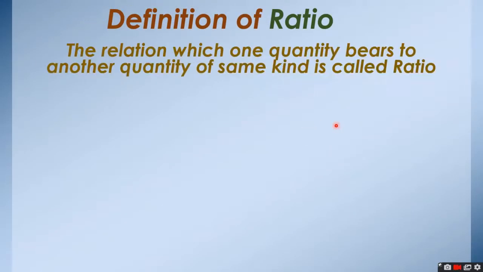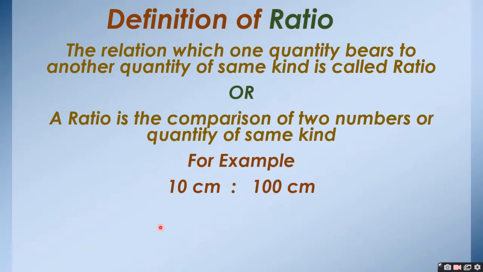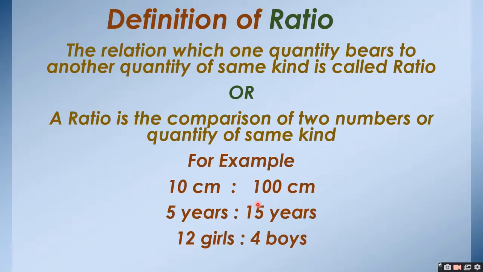Definition of ratio: the relation which one quantity bears to another quantity of the same kind is called ratio. Or in other words, you can say that a ratio is the comparison of two numbers or quantities of the same kind. For example, 10 centimeter ratio 100 centimeter, 5 years ratio 15 years, 12 girls ratio 4 boys. We can compare all these ratios because they are of the same kind.